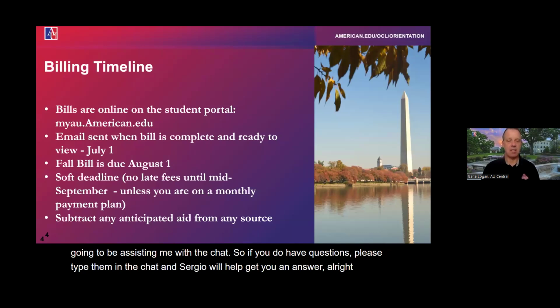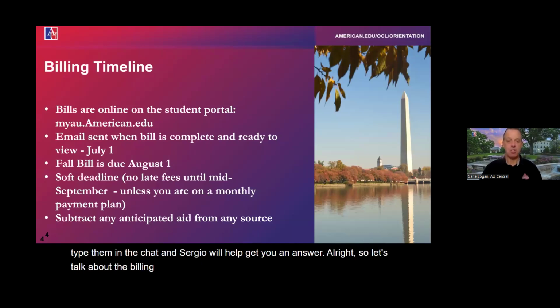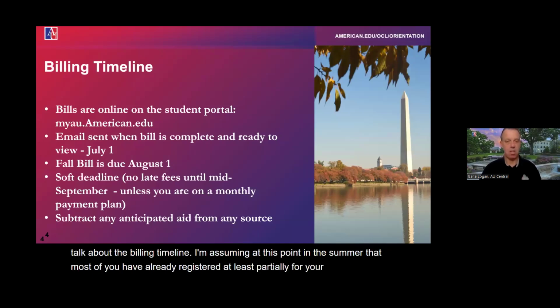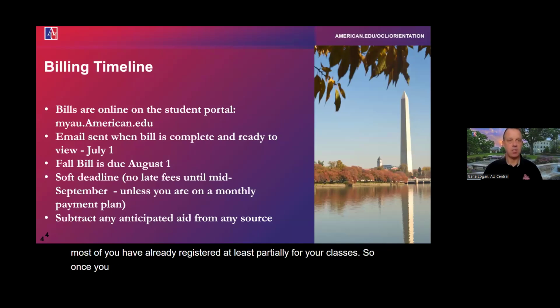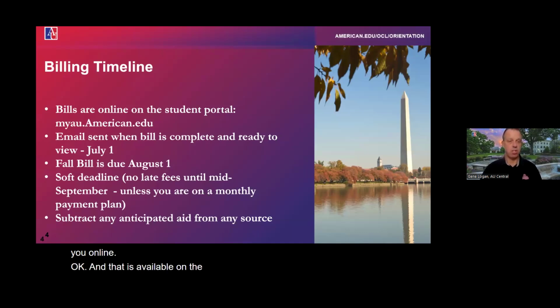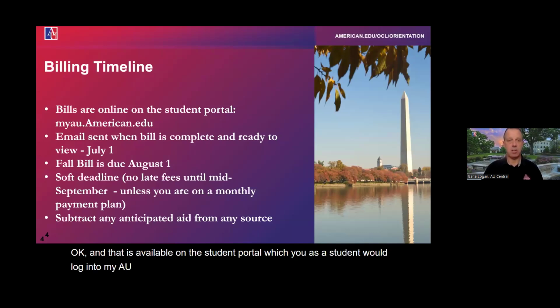All right, so let's talk about the billing timeline. I'm assuming at this point in the summer that most of you have already registered at least partially for your classes. So once you register for classes, a billing statement is automatically created for you online. And that is available on the student portal, which you as a student would log in to myau.american.edu, and you'll be able to see the charges, a PDF copy of the bill, and make payments online.